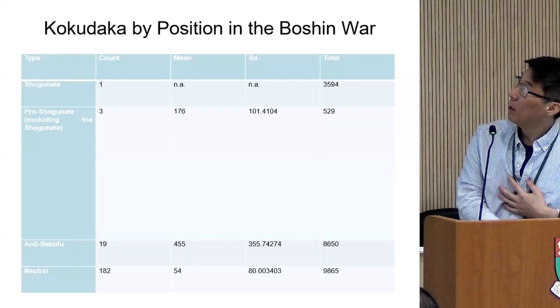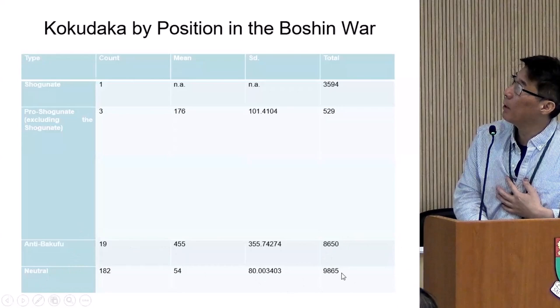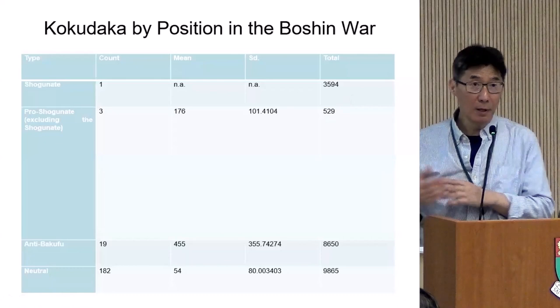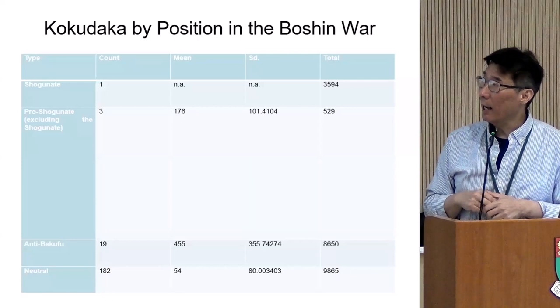So you could see this is all the anti-Bakufu. This is probably the fiscal strength. It's really, really quite sizable, right? So the shogun itself is about 3,000 whatever kokudaka. And the anti-Bakufu is all allied together, particularly Satsuma.